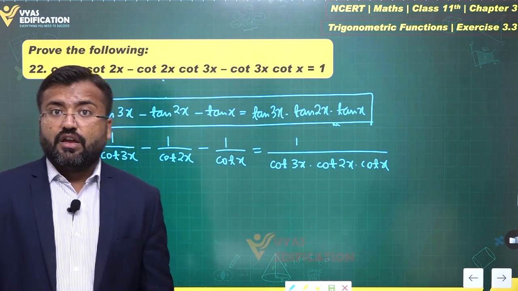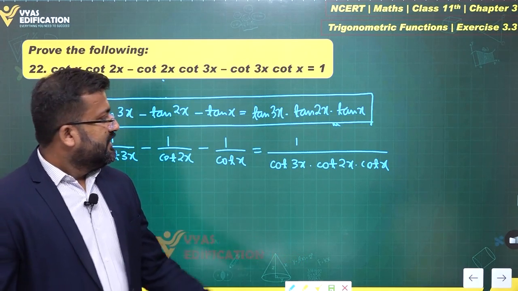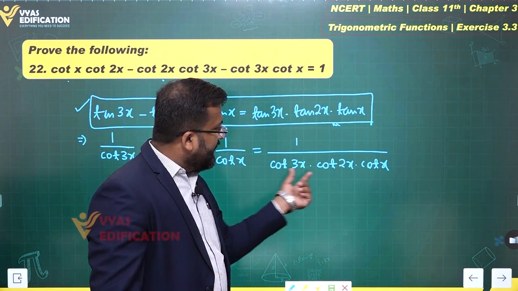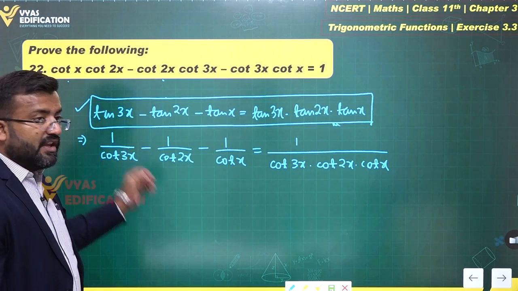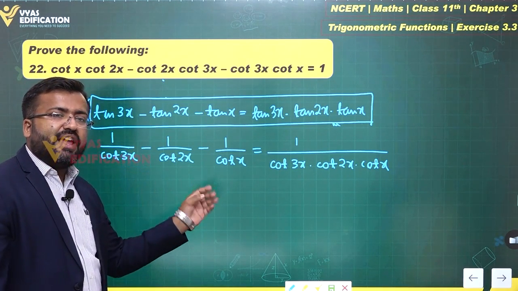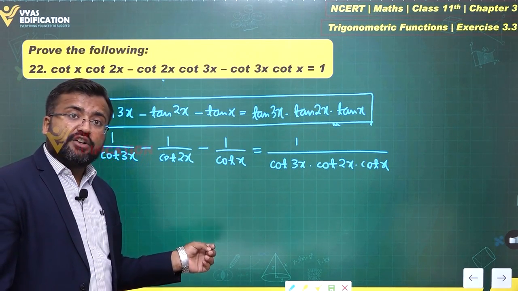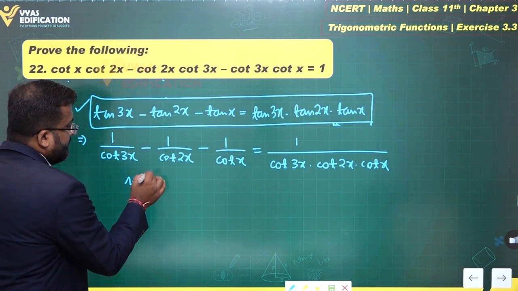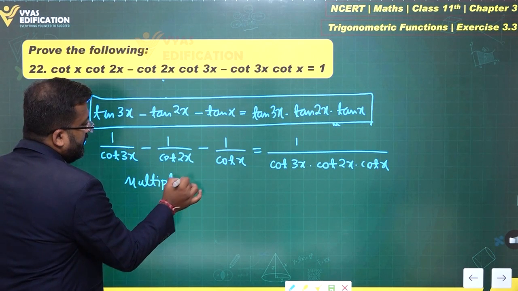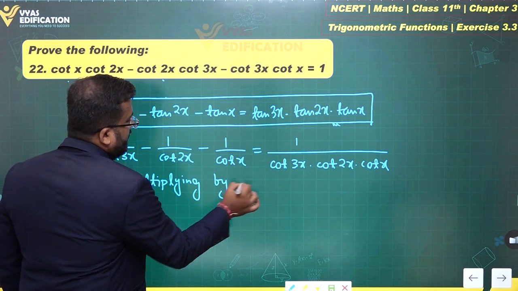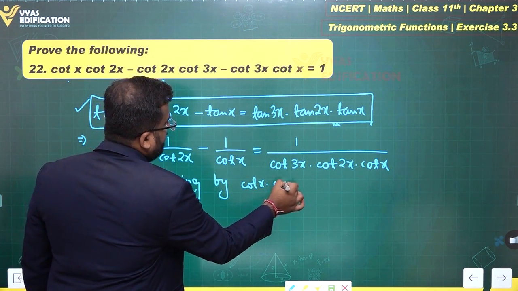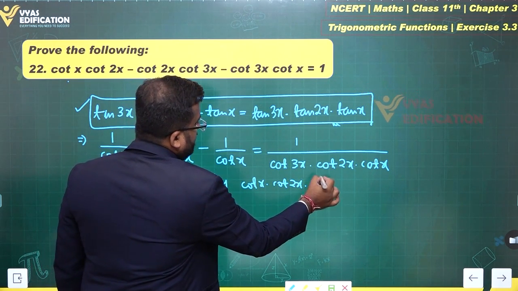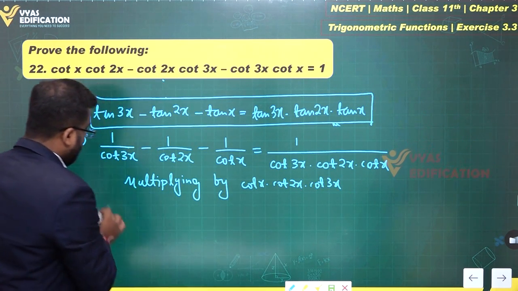Okay, what next? There's something in the denominator over here. I want to multiply throughout by cot x, cot 2x, cot 3x, the product of cot x, cot 2x and cot 3x. Let's multiply that together. Multiplying by cot x, this product. What does that give me?